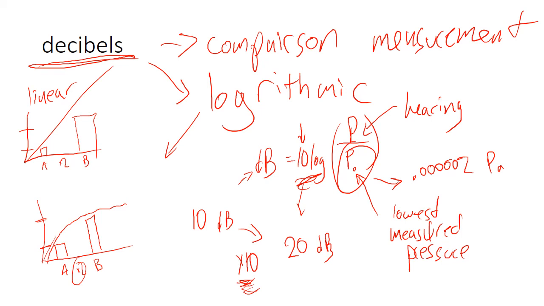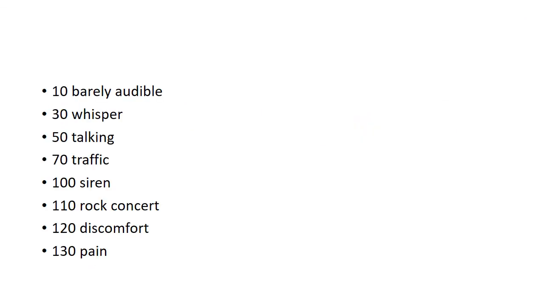So here are some decibels of things that you might have heard before. So 10 decibels is barely audible. You can barely hear something. Now, it's not the lowest. The lowest you can hear is actually 0 decibels. Okay, how does that work? Well, because it's math. There is a 0 for this. And that's the smallest possible hearable thing.